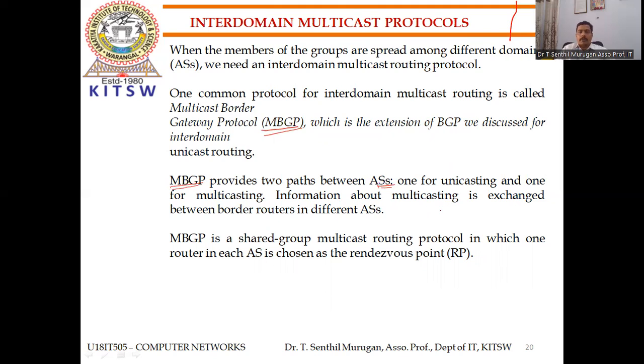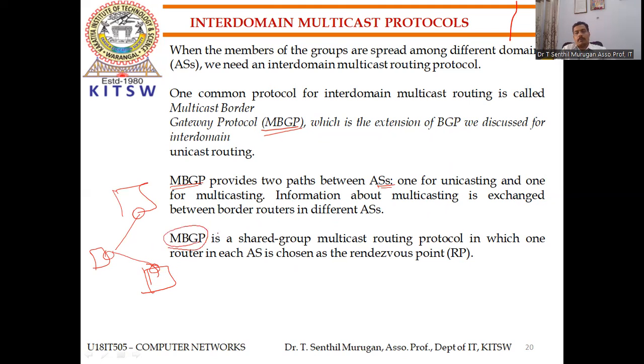The information about multicasting is exchanged between the border routers in different autonomous systems. The autonomous systems will be in different places, and the border gateway routers will use this information about multicasting.